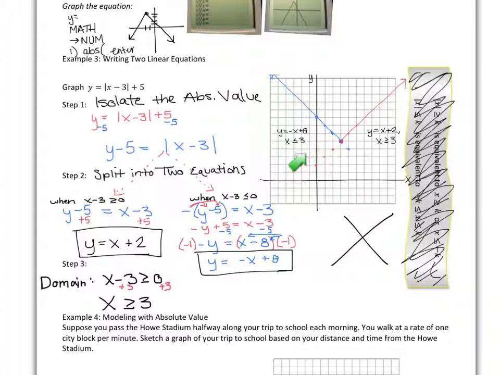Understand what's happening. All right, so once you've gotten y equals for both of them, the domain for the first one, graph it for that. Okay, so that's why we got only from 3 on for that one, and then we got from 3 backwards for the other one. All right.